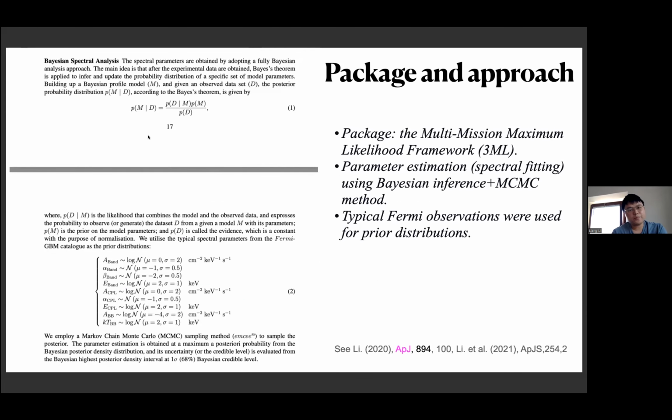The general approach for the data analysis, especially for the spectral analysis, that we used is the Bayesian plus Markov Chain Monte Carlo method, using the package namely 3ML. This package was developed by the Fermi team a few years ago. When we perform a Bayesian analysis, we should set the prior information. For the prior information, we use the typical values from the Fermi observations. For more detailed information, you can find it in these papers.